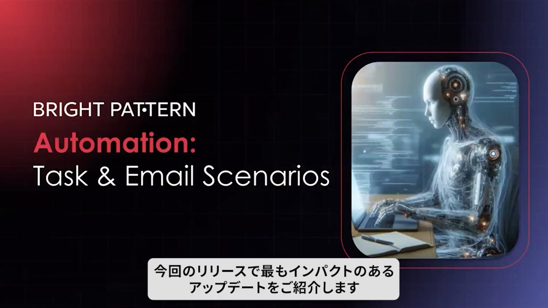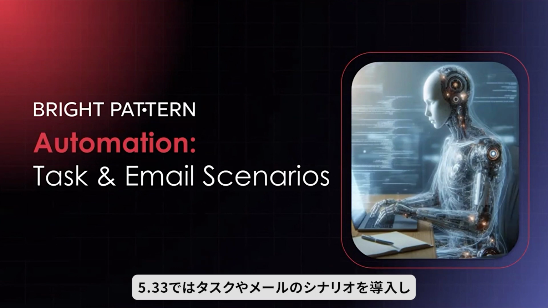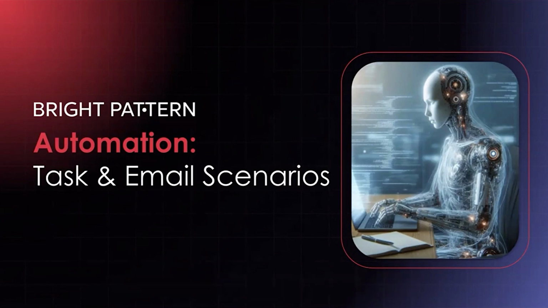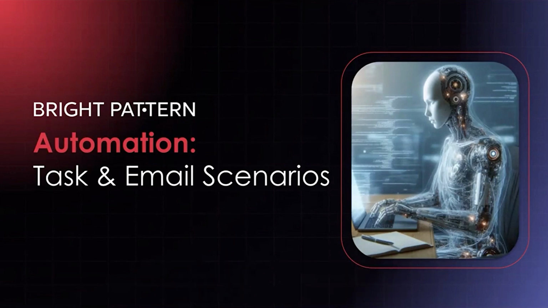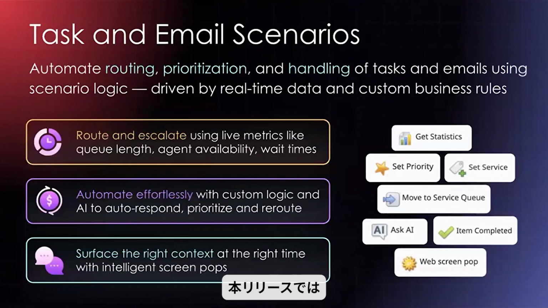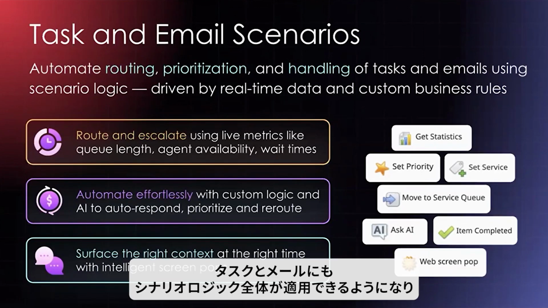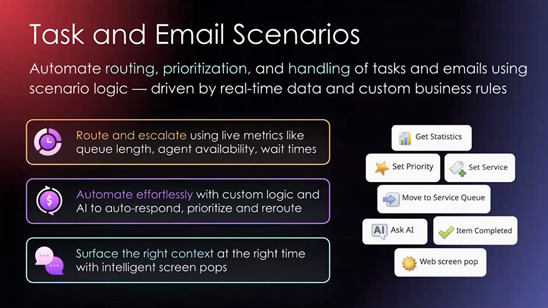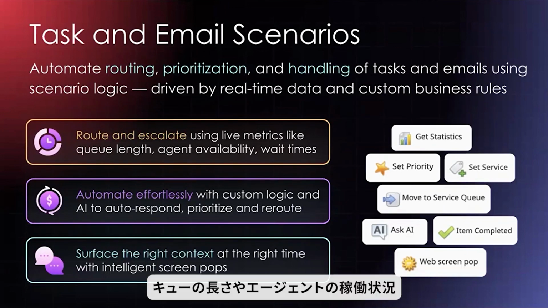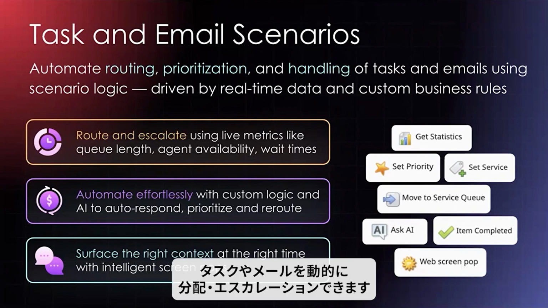As promised, we're starting today with one of the most impactful updates in this release. 533 expands our automation suite beyond voice and chat interactions by introducing task and email scenarios. With this release, we're extending full scenario logic to tasks and emails, introducing the same intelligent control you already enjoy with voice and chat. You can use live metrics like queue lengths, agent availability, and wait times to dynamically distribute and escalate task and email interactions.